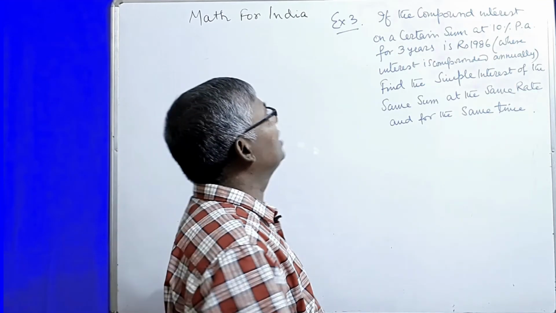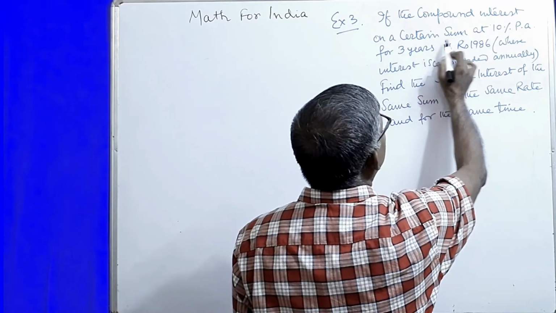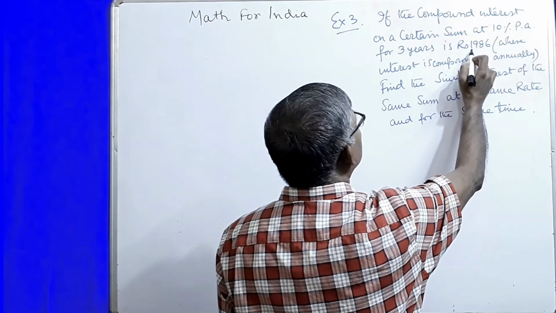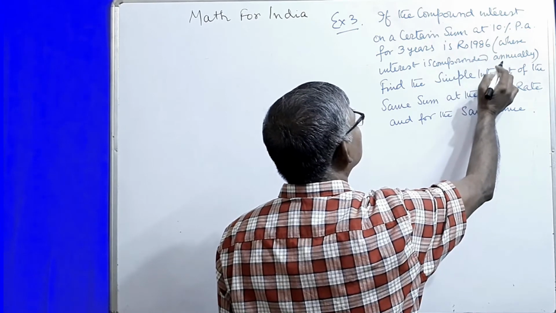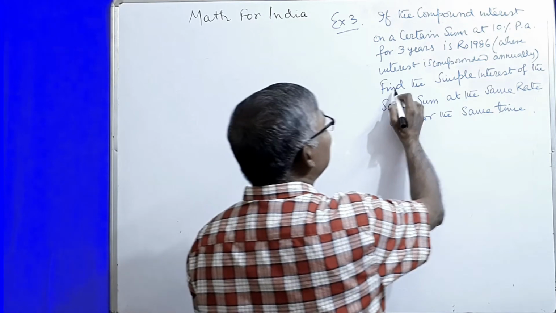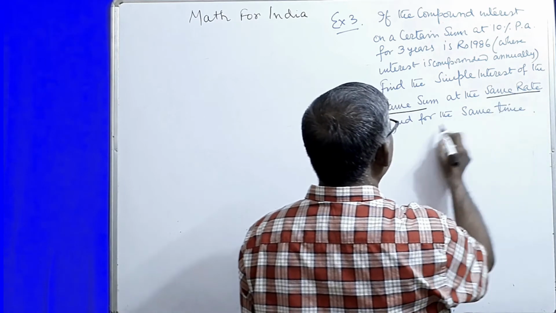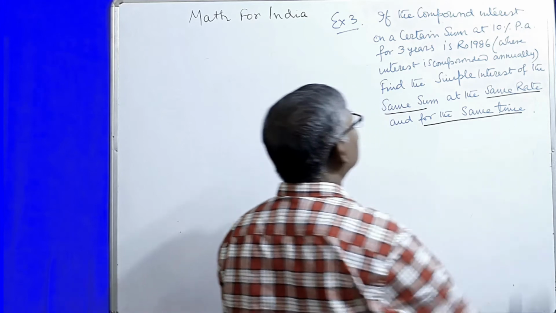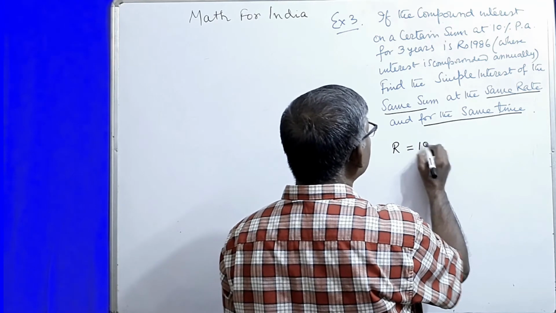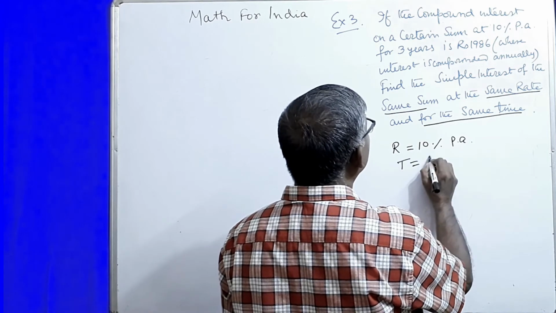Let us consider the problem. If the compound interest on a certain sum at 10% per annum for 3 years is rupees 1986, where interest is compounded annually, find the simple interest of the same sum at the same rate of interest and for the same time period. Students, what is given? Rate of interest equal to 10% per annum, T equal to 3 years.